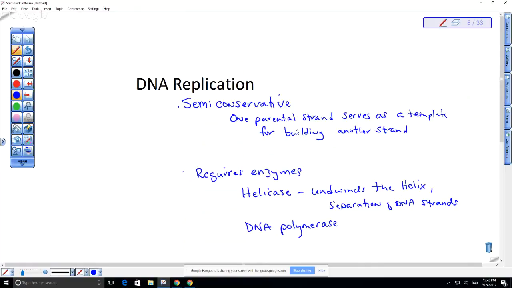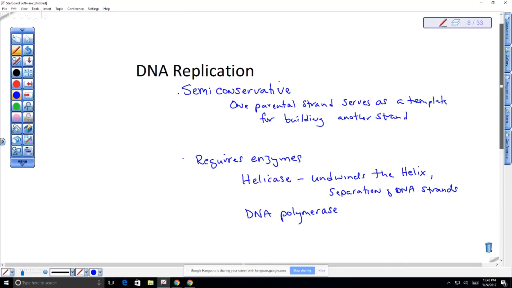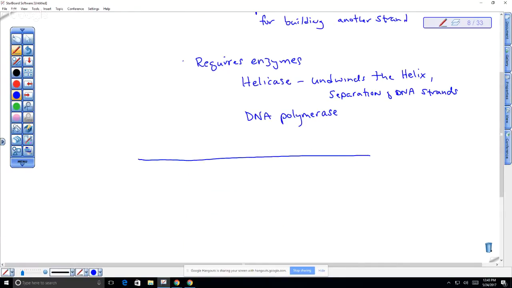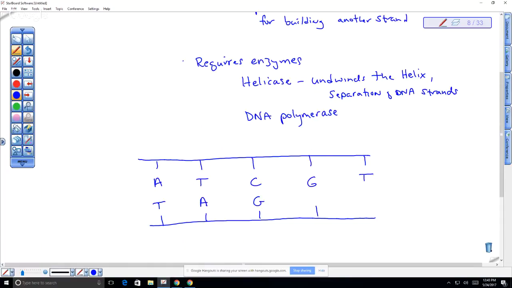Okay. So if we look at an example of this, if this is my original strand of DNA, and I have my sequence, okay, so there's my original sequence. Using Chargaff's rule, you should be able to tell me what the complementary strand would be. So A always pairs with T, T pairs with A, right? C pairs with G, G pairs with C, okay? That's Chargaff's rule, the idea that I can take the parental strand and, using it as a template, build a complementary strand of DNA.